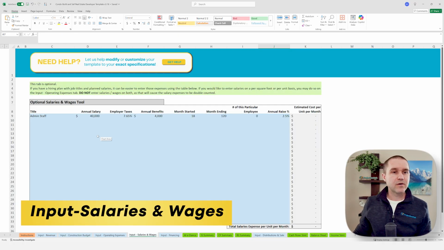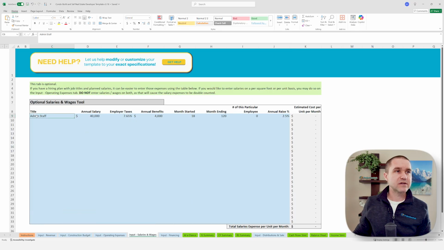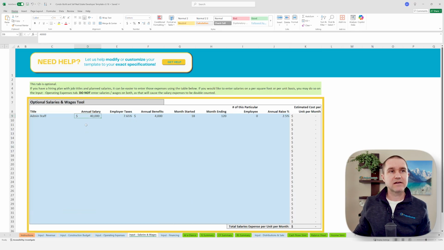All right, I'm going to jump over to our input salaries tab here. So you can set an admin staff salary, you can set an annual salary, benefits, what month the position is going to start and end, and the number of this particular employee.